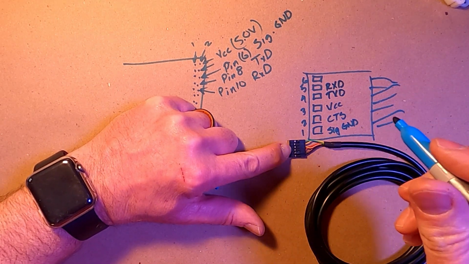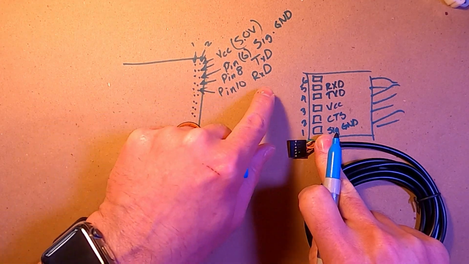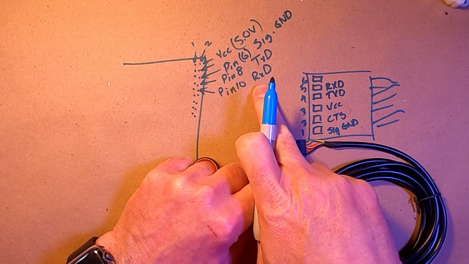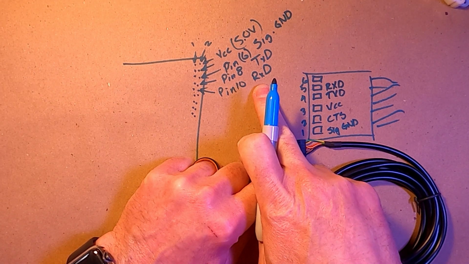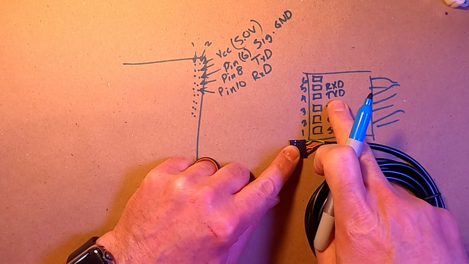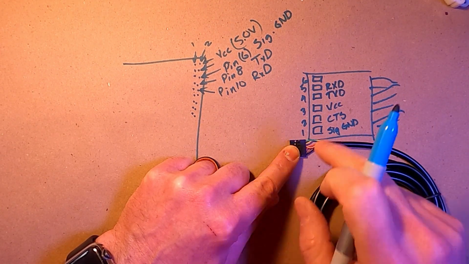Now remember, these are from the point of view of the cable. They're not to be connected pin to pin on the Raspberry Pi, because the Raspberry Pi's RxD is the one it's going to be receiving data on, and so it needs to have the TxD connected to it so that the transmission from the cable can go into the Raspberry Pi.